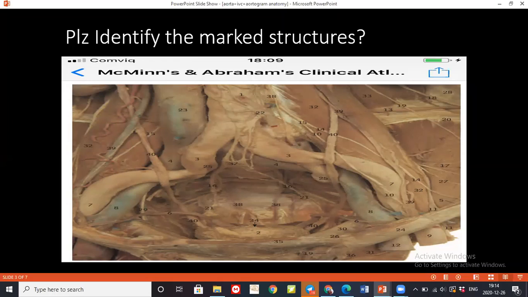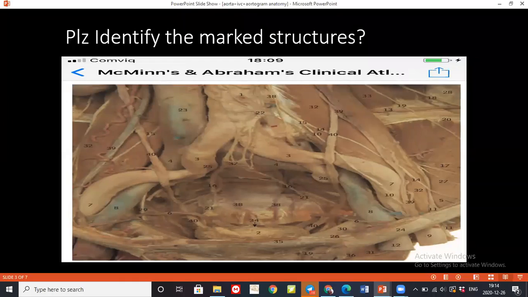Okay. And at what level does it enter the diaphragm? At T10, the esophagus. Inferior vena cava, T8, sorry. Yes, T8. All right.